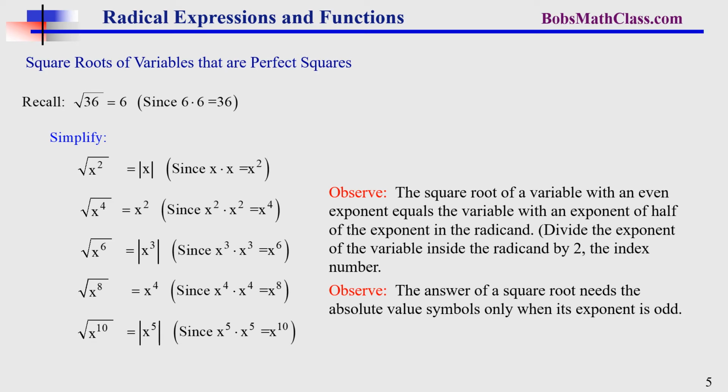So 6 divided by 2 is 3. 8 divided by 2 is 4. So that's another way you can see it. Divide the exponent of the variable inside the radicand by 2, which is the index number.